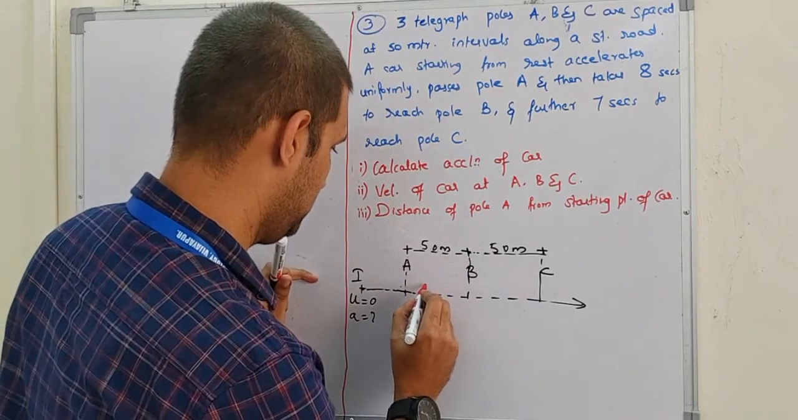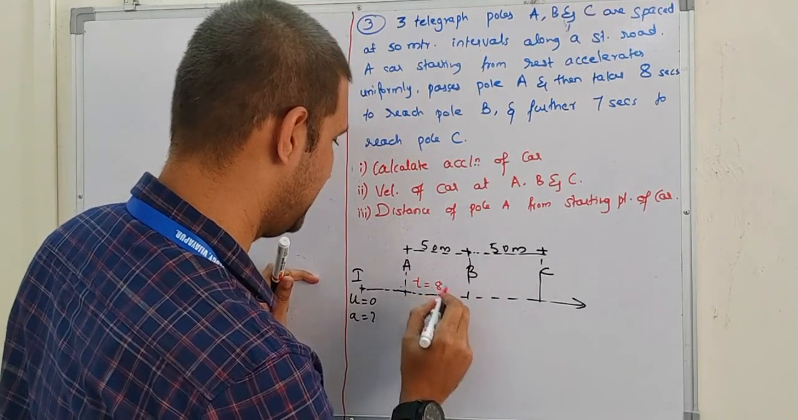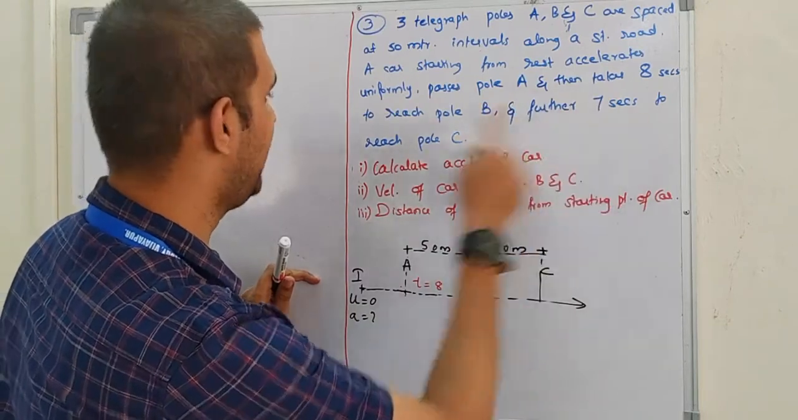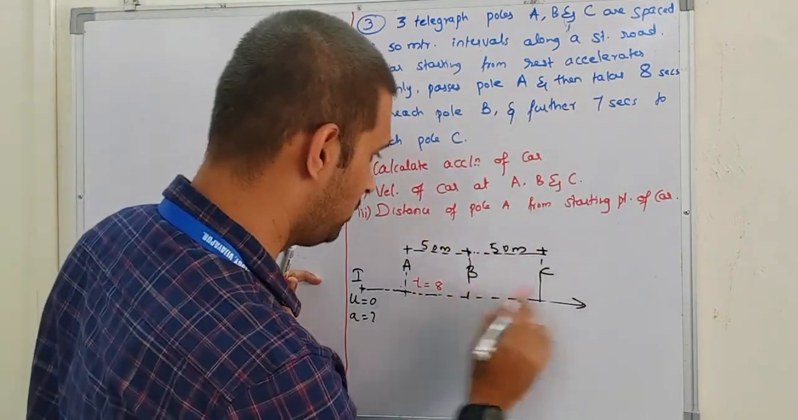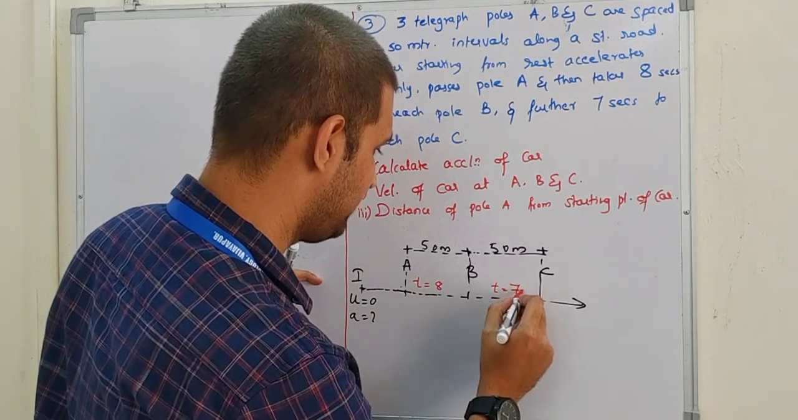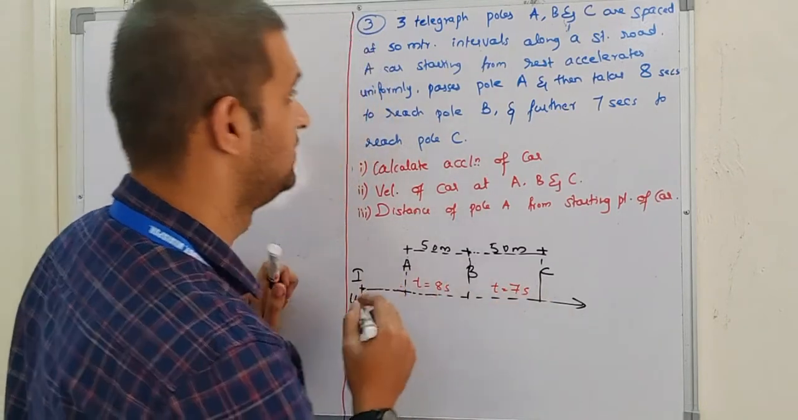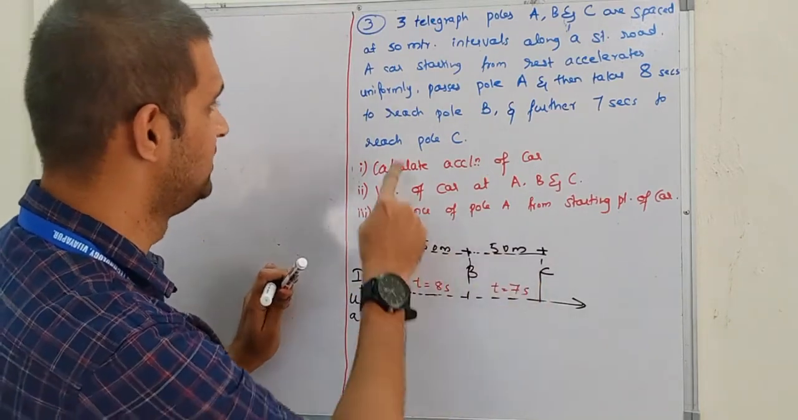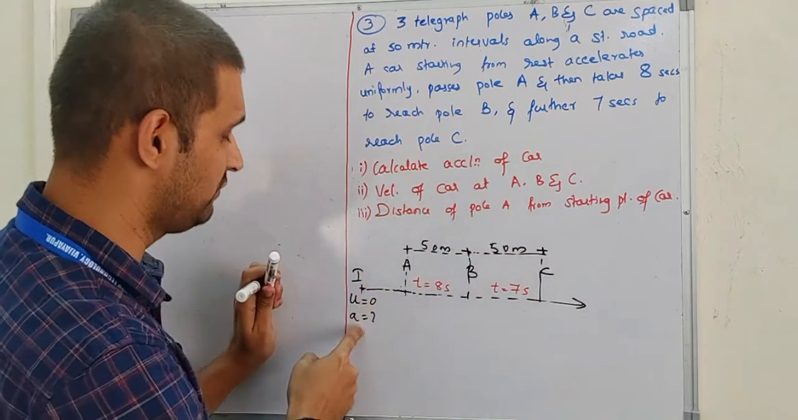See here, it takes t is 8 seconds. Then further 7 seconds to reach pole C. So from pole B to pole C it takes 7 seconds. So with that you have to calculate the acceleration of the car.